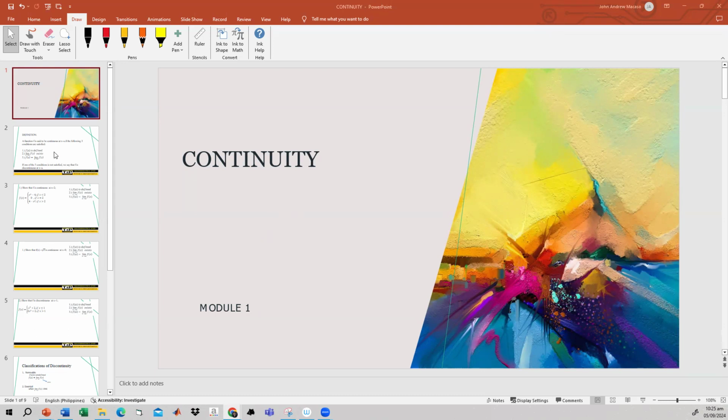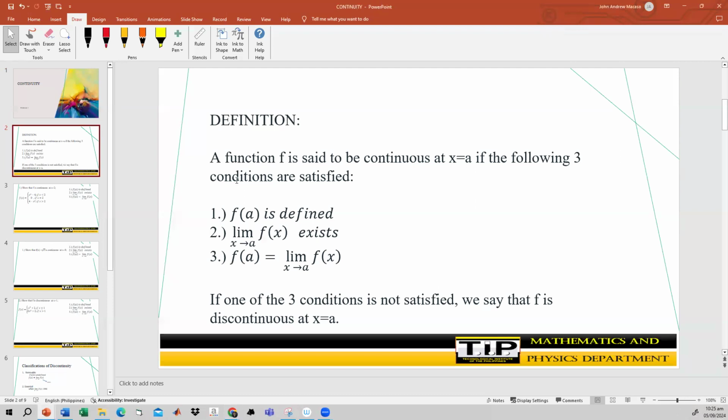So what is continuity? A function f is said to be continuous at x is equal to a if the following three conditions are satisfied. It means that the function will become continuous at x is equal to a if these three conditions are satisfied. The first condition is that f of a is defined, or the valued function must be defined. Once you substitute a into the given function, it must have a value.